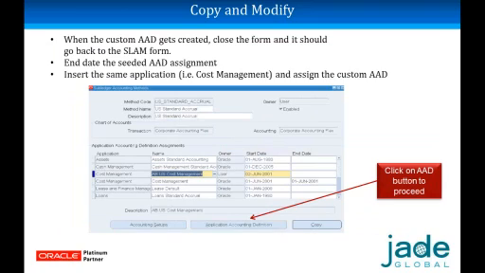When the custom AAD gets created, close the form and it should go back to the SLAM form. Make sure you end date the seeded AAD assignment, and then insert the same application, which is cost management in this case, and assign the custom AAD. So under name, you will see AB_US_Cost Management. And then click the application accounting definition button to proceed.